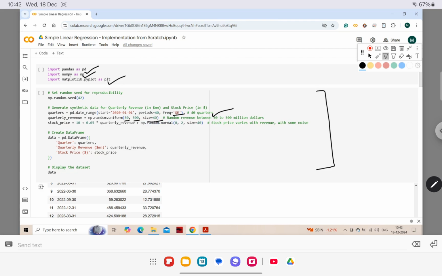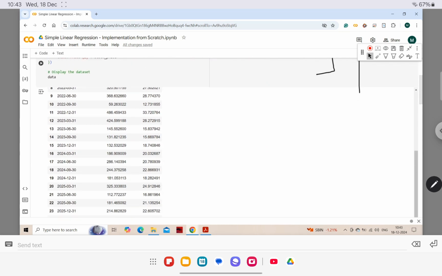Then we have calculated the stock price using a dummy formula. Let's say the base stock price is 10, and with respect to the variation in quarterly revenue, there is some relation with the stock price that varies in this way. We have also added some noise term to it, so stock price varies with revenue with some noise. This we have calculated, and you can see the data points here.